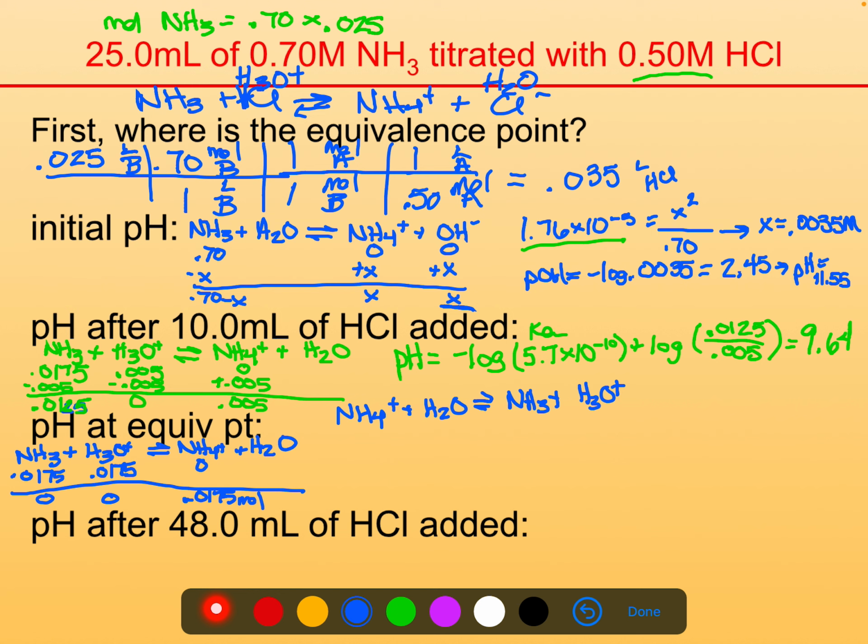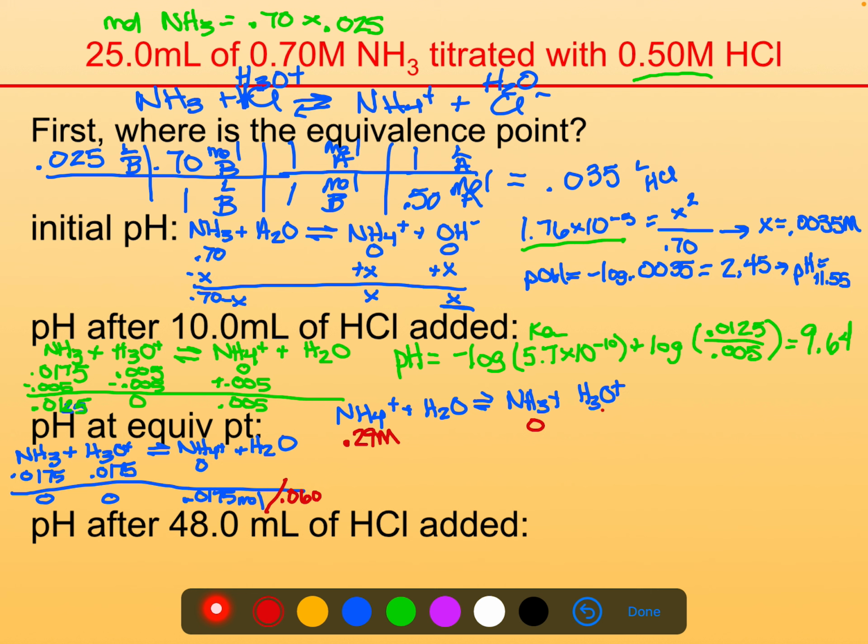Now, this second ICE table, remember, because we are going to have to plug into K, it needs to deal with molarity. So we have to do the 0.0175 moles, I'm going to do this in red so you can see it, divided by the volume. So we started with 25 milliliters of base. Our equivalence point is at 35 milliliters. So 25 and 35 is 60 milliliters. So we divide by the new volume, and we get that the molarity of our ammonium is 0.29 molar.